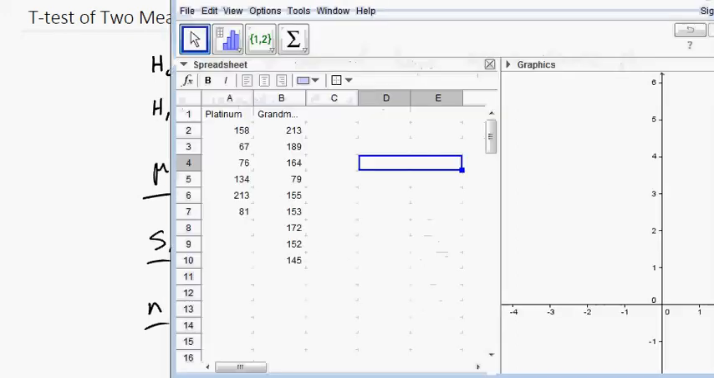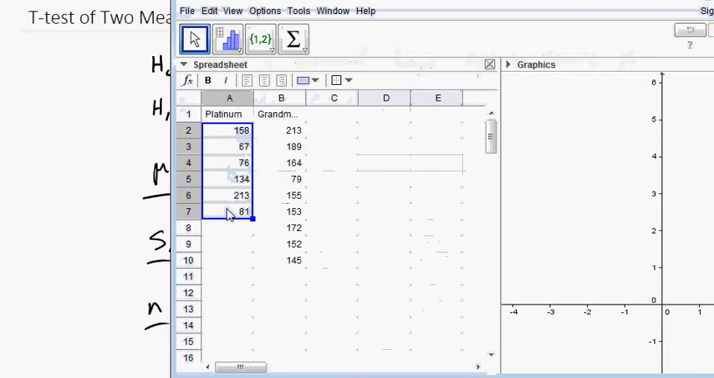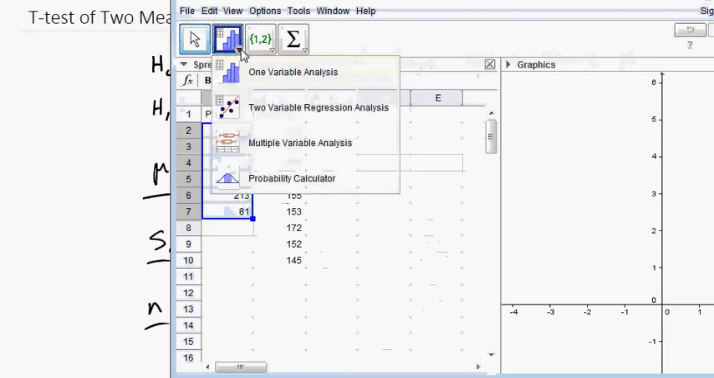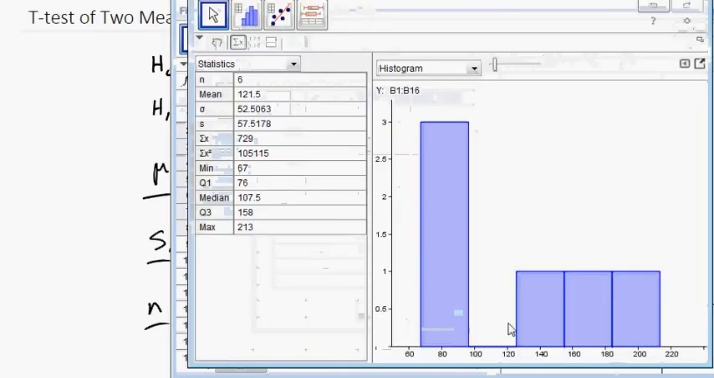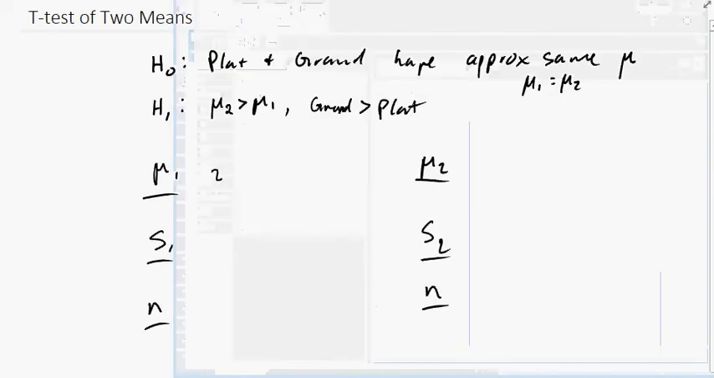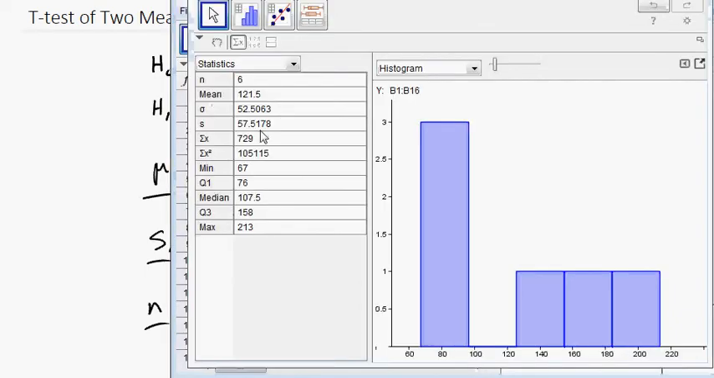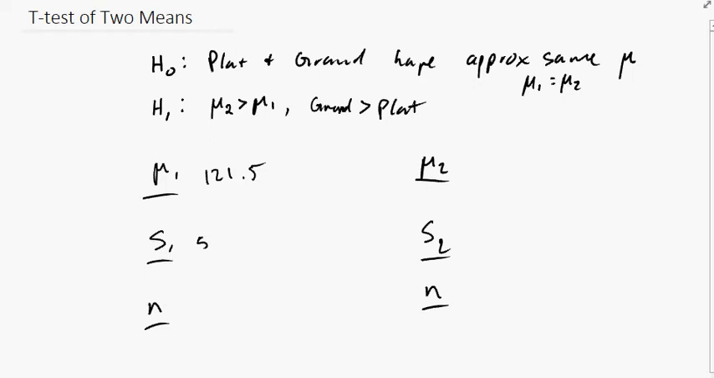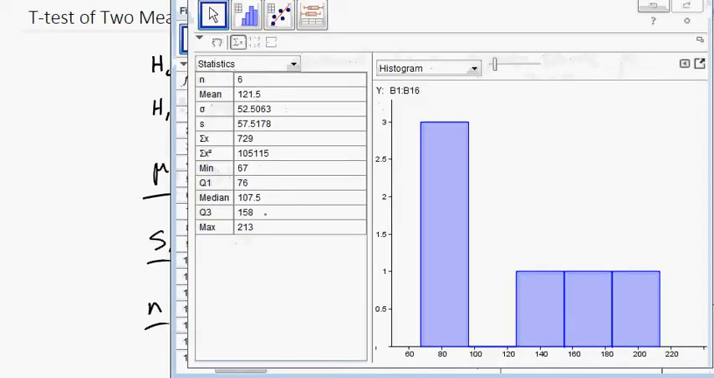So I'm going to go back to GeoGebra. For the Platinum, I select the data, do one variable analysis and analyze. I have a mean of 121.5. I'm going to write that down, 121.5. Standard deviation is 57.5. And the number of data points I have is 6.